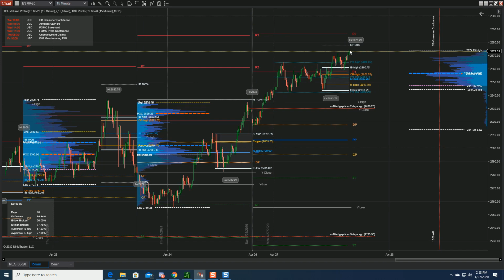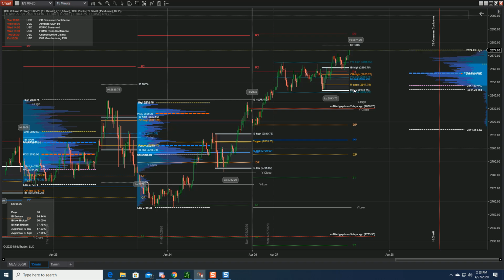So note here, as we're approaching the afternoon, now we're through R1, and perhaps another target here is R2. We're just coming up onto the 100% IB extension here, so 100% of the distance of the IB. As we approach that, I want to be aware of it. So I might do it this way.